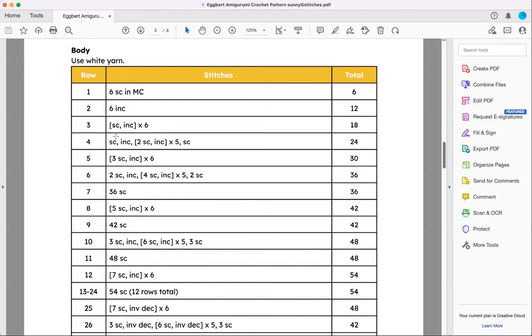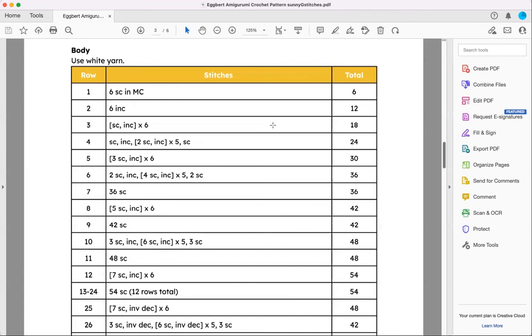Very similarly, for round 4, you are going to have a single crochet followed by an increase, and then you see the repeating sets again. In each repeated set, you are going to do 2 single crochets followed by an increased stitch. Those stitches in the brackets are the ones that you are going to repeat for a total of 5 sets. After completing those 5 sets, you are going to finish off this round with a single crochet.